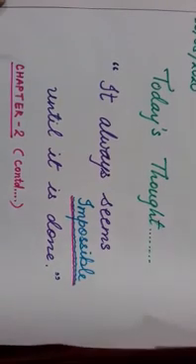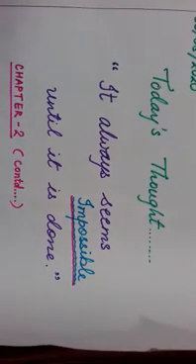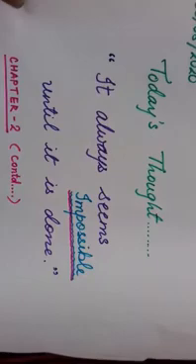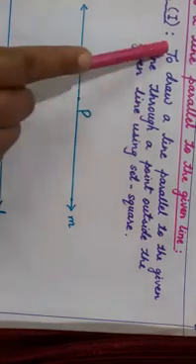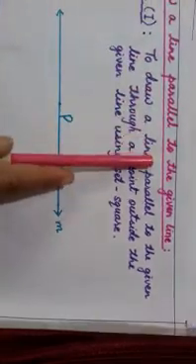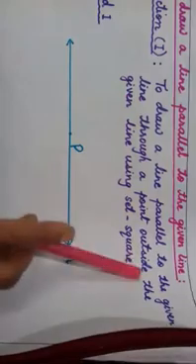You know, we have already started chapter 2. In the earlier video, what have we seen? We have seen how to draw a line which is parallel to the given line, and we have done construction 1, to draw a line parallel to the given line through a point outside the given line using a set square, and there we have used this set square.